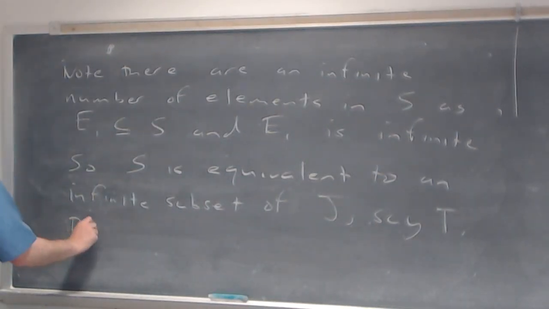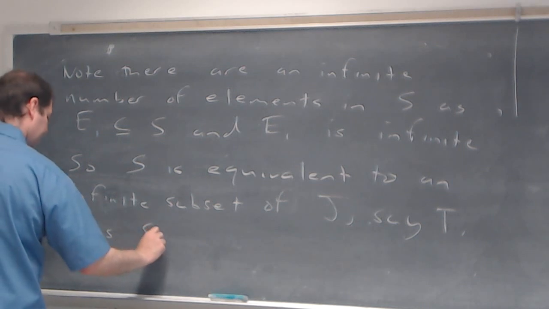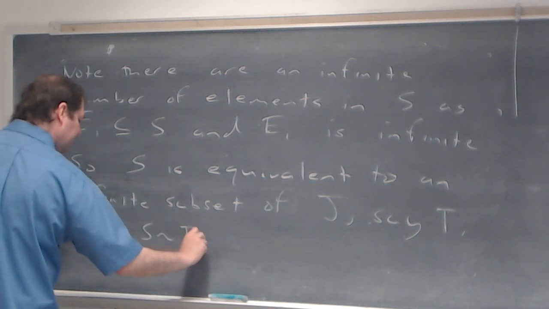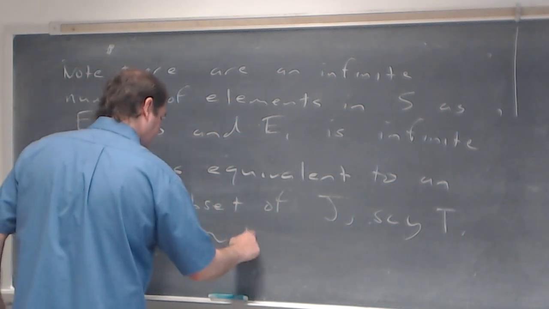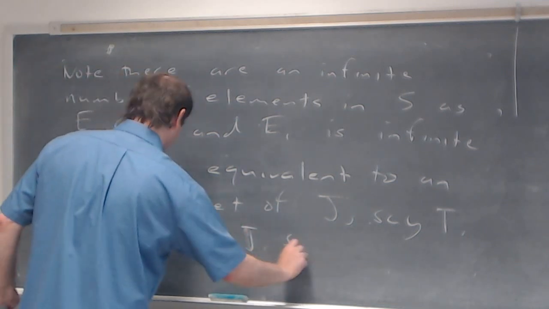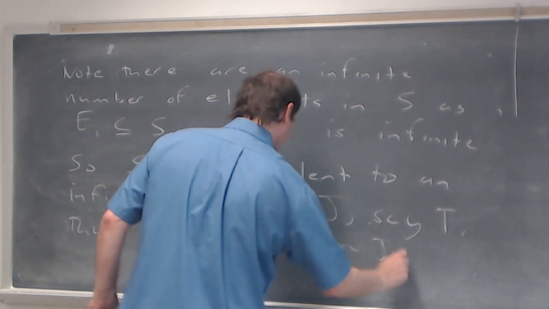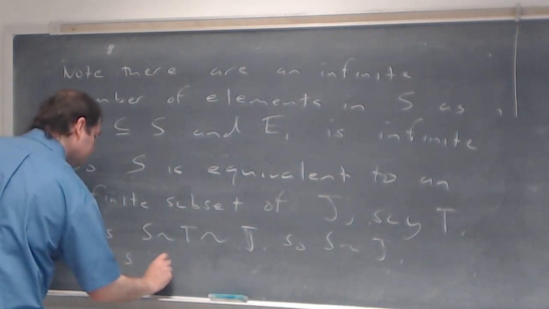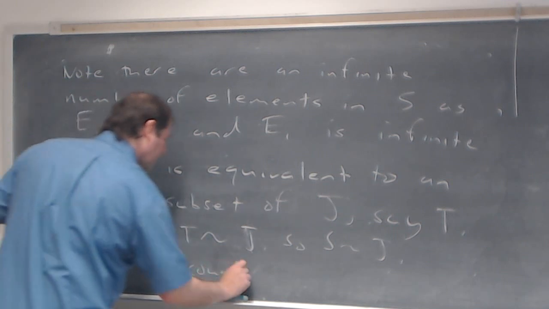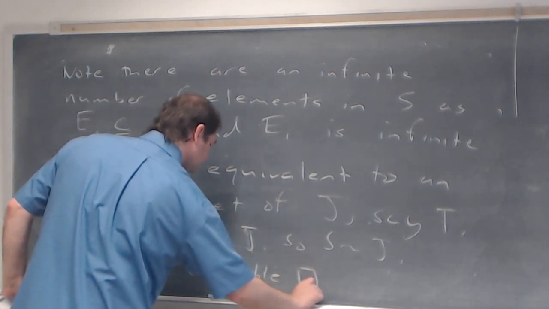Thus, we have S is equivalent to T, and T, since it's an infinite subset of J, is equivalent to J, so S is equivalent to J, so S is countable. And that's what we wanted to prove.